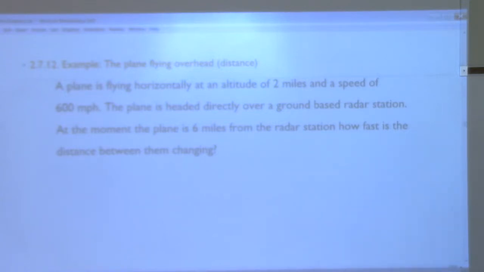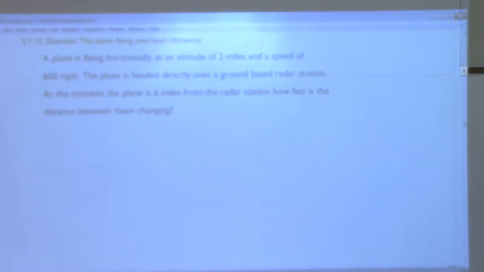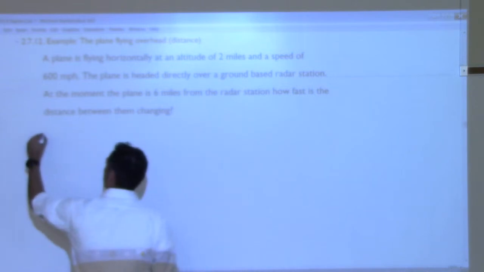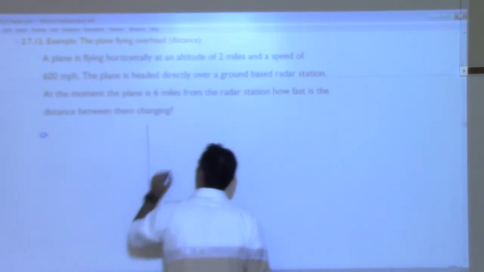Everyone got it? Still writing? Oh, you don't need to copy it down. I'll move it up a little bit here. I'm going to make it a little bit smaller because I need some room to work here. It's picture time. I love drawing pictures. I'm going to give myself a little more room.